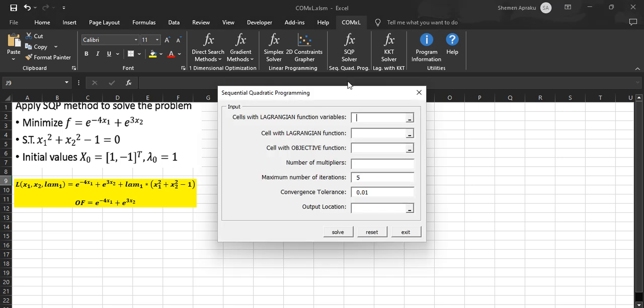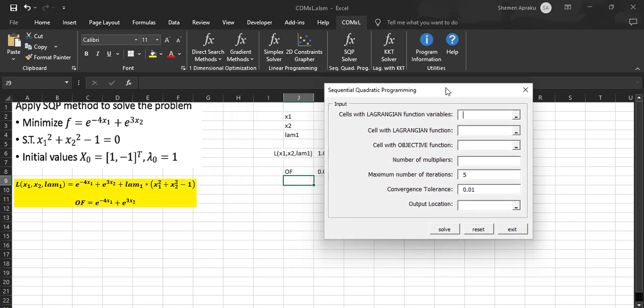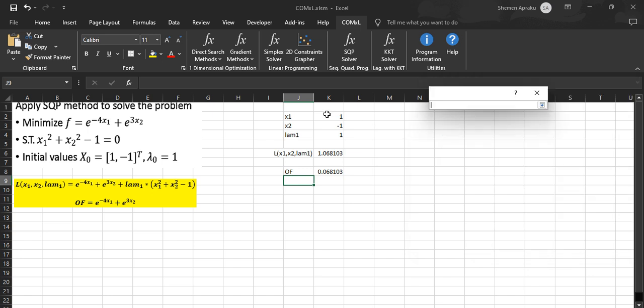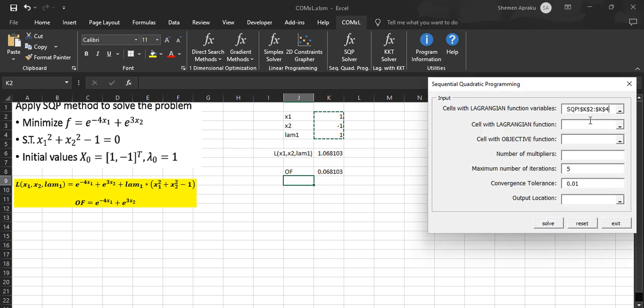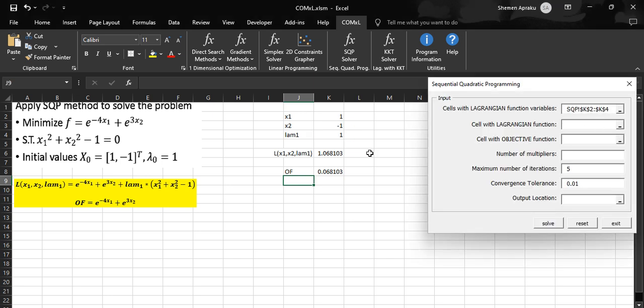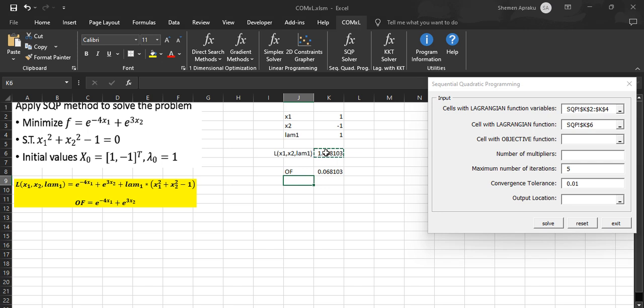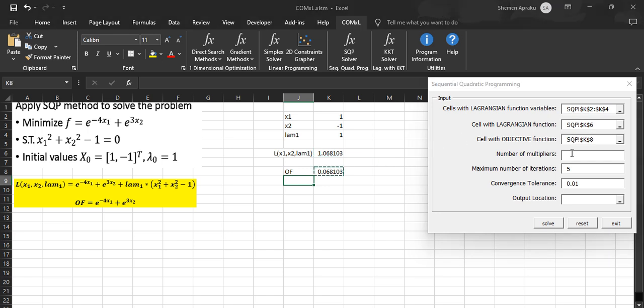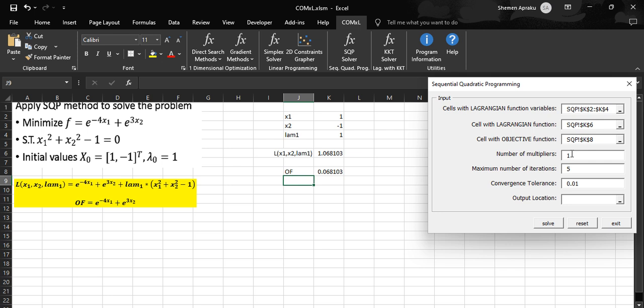So now we start our SQP solver. It says cells with Lagrangian function variables. And the function variables must be continuous, either in the same row or on the same column, and they must follow each other. So in here we have our function variables to be these cells in the column K. Then it asks for my objective function, that is the cell that contains the objective function, our Lagrangian function in the cell with the Lagrangian function, and my number of multipliers.